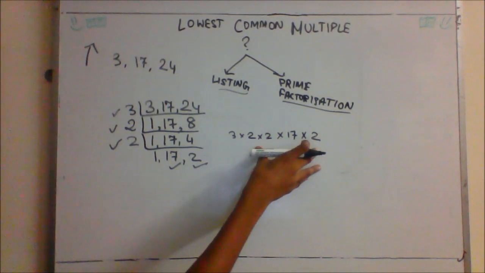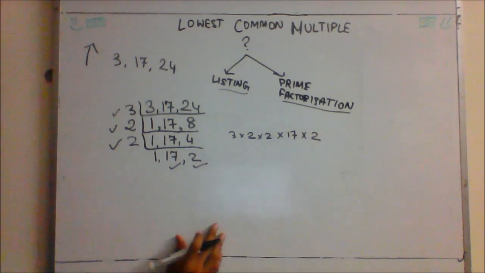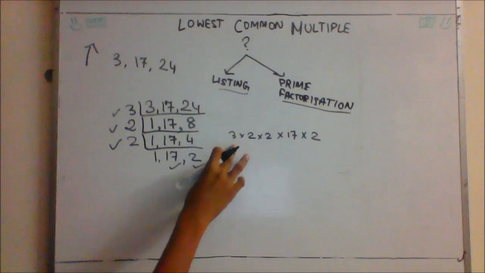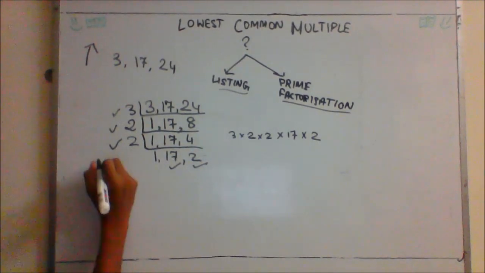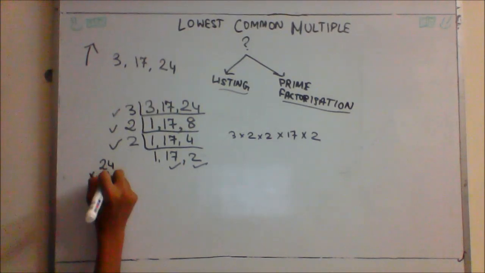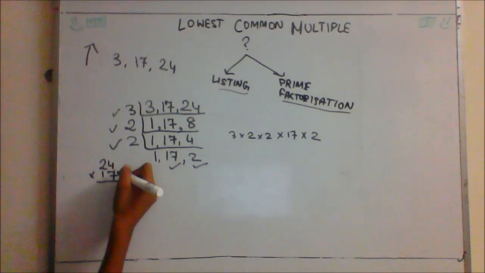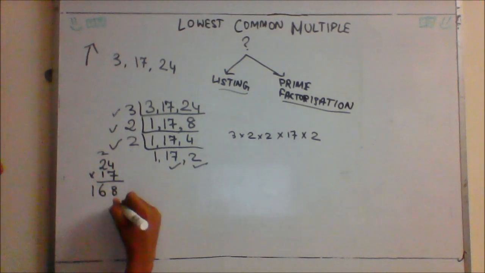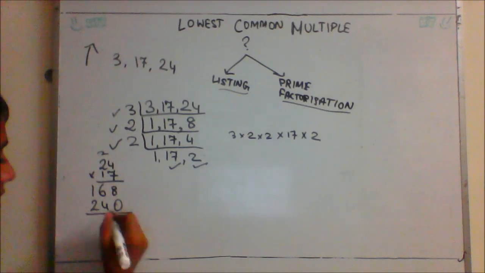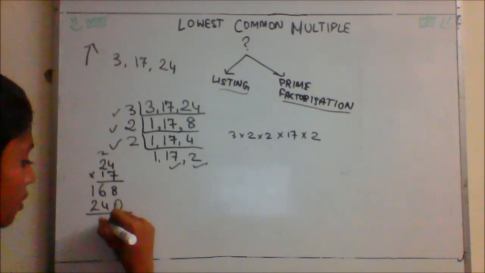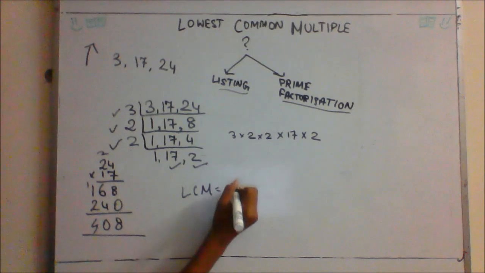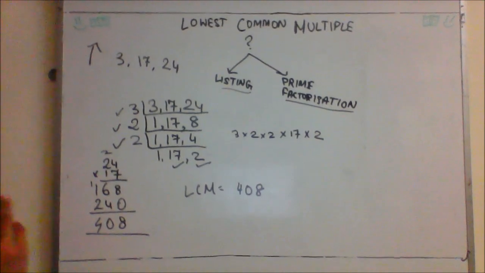Let's do the into 2's first. So 2 into 2, 4 into 2, 8 because we can do multiplication in any order. And then 8 into 3, 24. And then we have 24 into 17, which in this case is 408. So the LCM is 408. So that's a pretty big number.